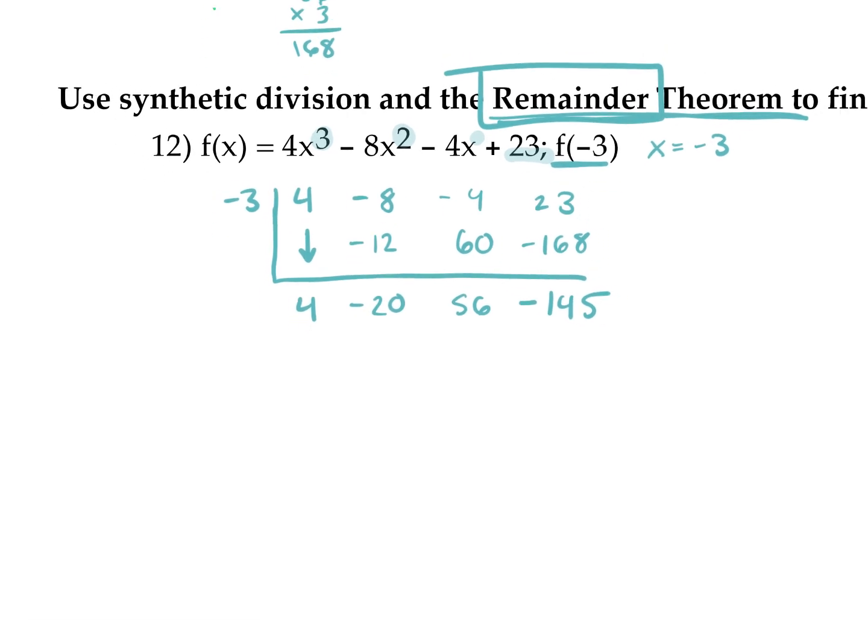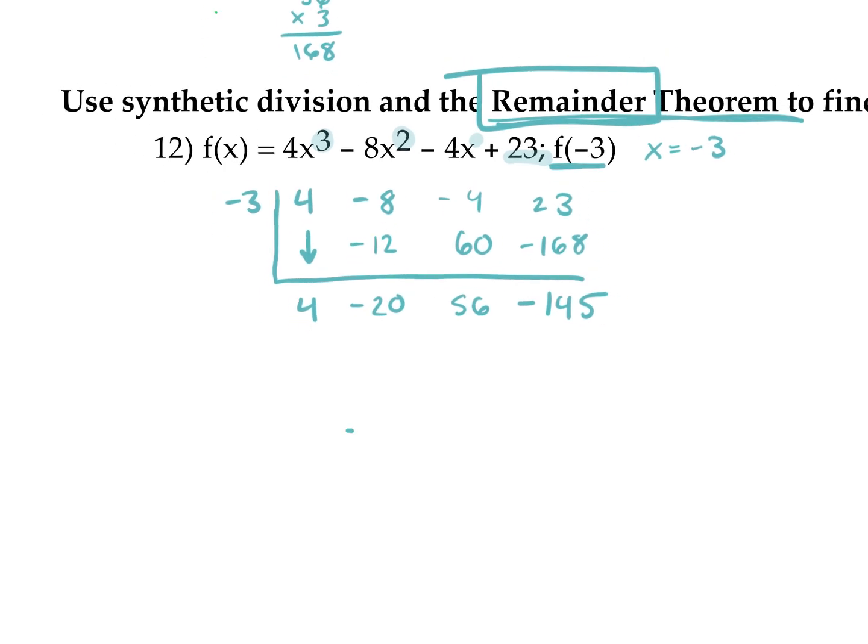So what is our answer here? Negative 145, just the remainder. So f of negative 3 is negative 145.